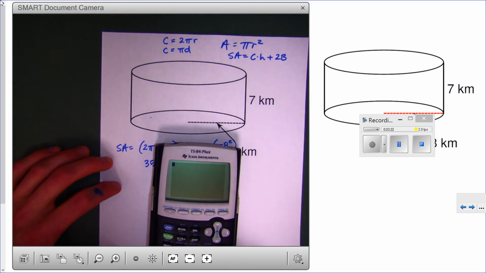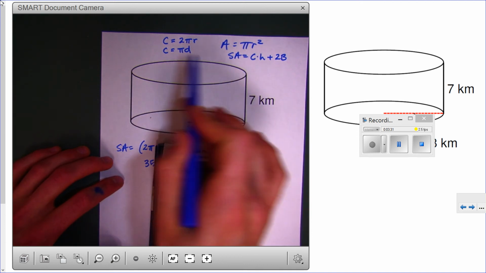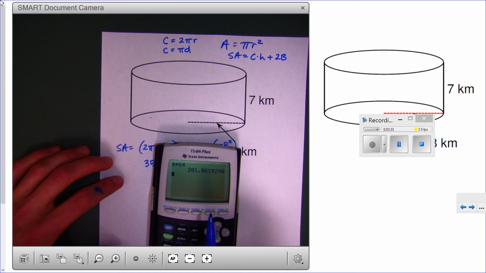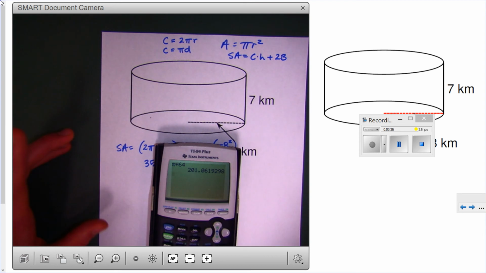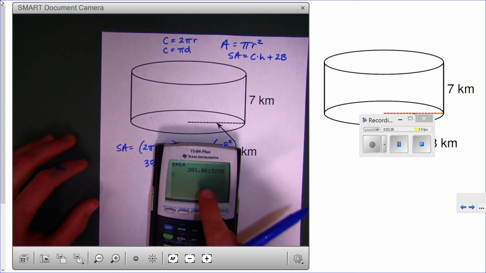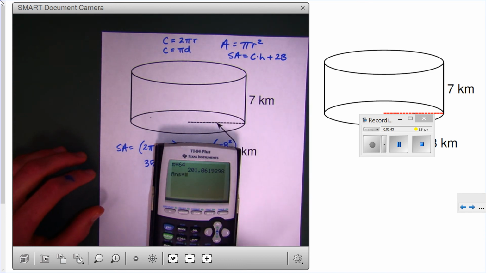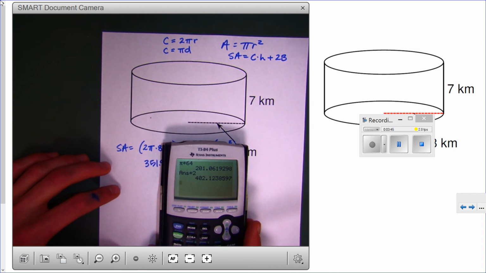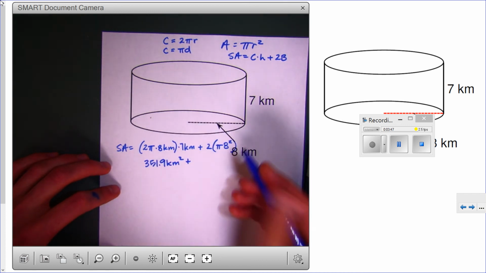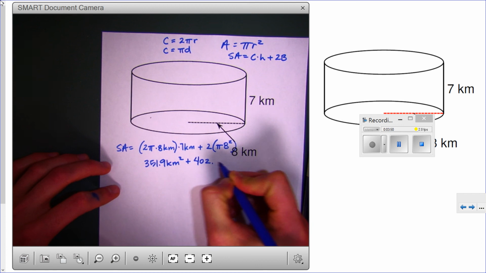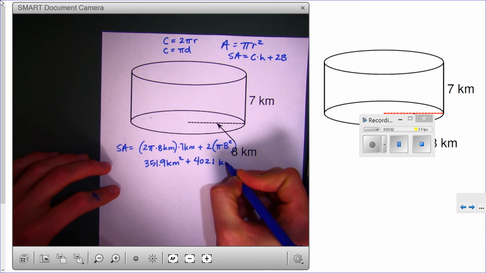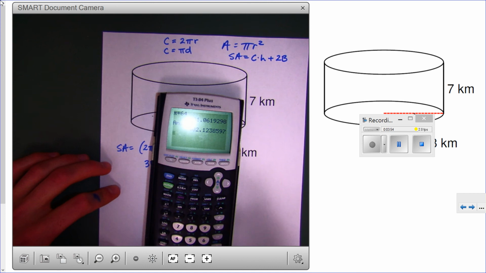This is going to be pi times the radius squared, which is 64. So the area of one of these guys is 201.06. So let's call it 201.1. The area of one of those is that, so we need to find the area of 2 of those. So multiply by 2 and you get 402.1 kilometers squared.